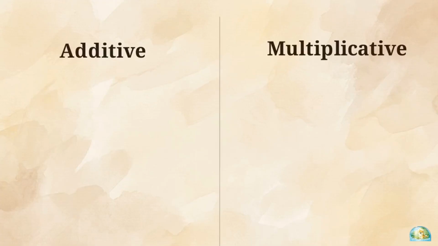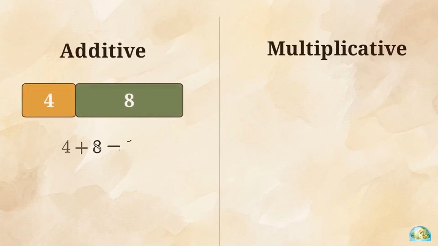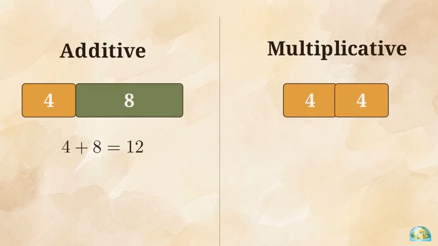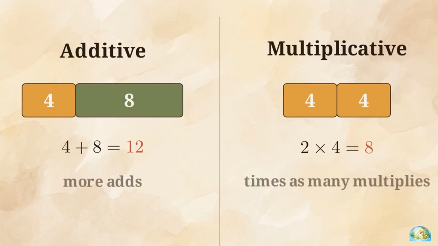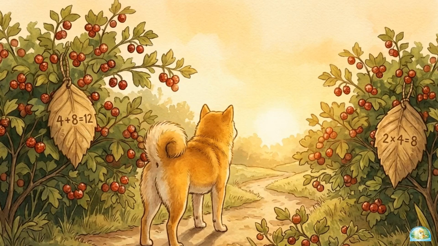The additive path adds to the base. 4 plus 8 equals 12. The multiplicative path multiplies. 2 times 4 equals 8. The second bush has 12 berries and the third has 8. More adds, times as many multiplies. More than adds a new amount to the end, while times as many generates identical clones of the original amount.